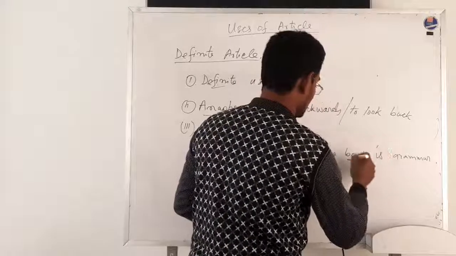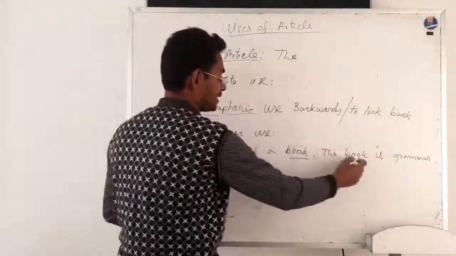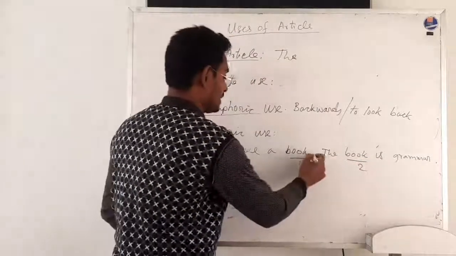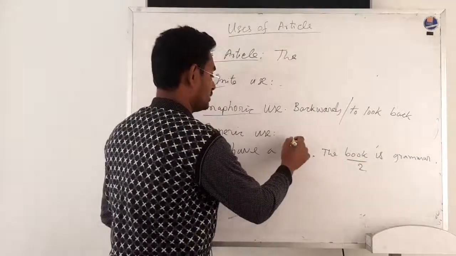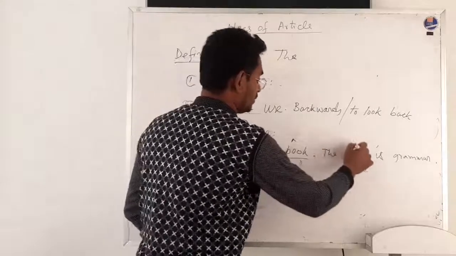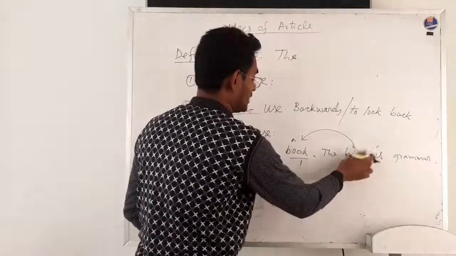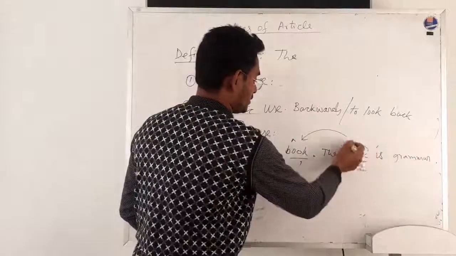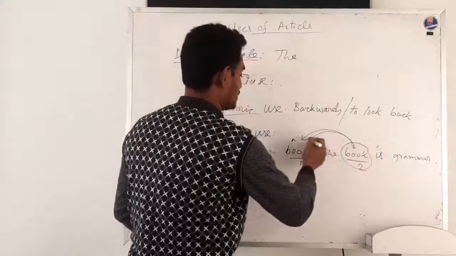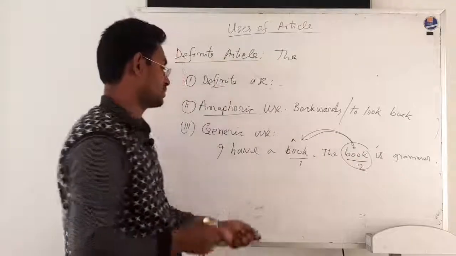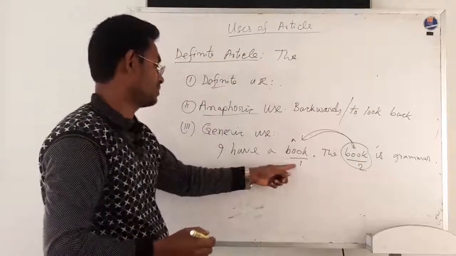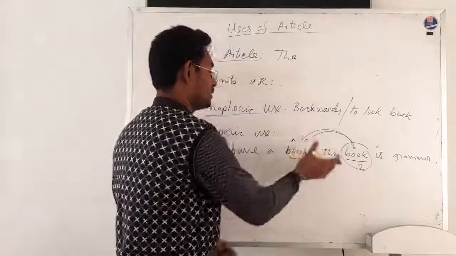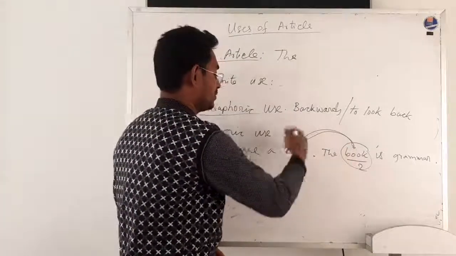Okay, book. I have used the same word a second time, book. First time, second time. In the first sentence, I have written a book. This book and that book are the same book, and this book indicates the first one. That is, look back. This book refers to the first book in the first sentence. So book and this book are the same book, and it indicates backwards.